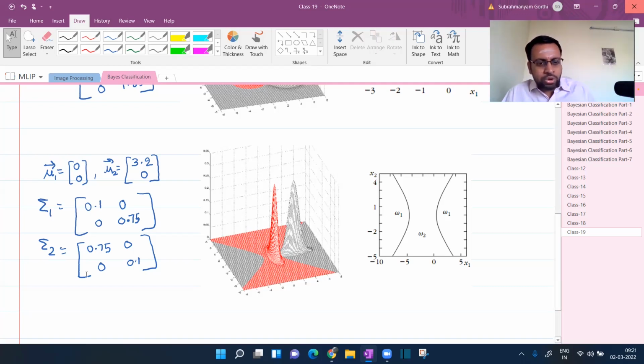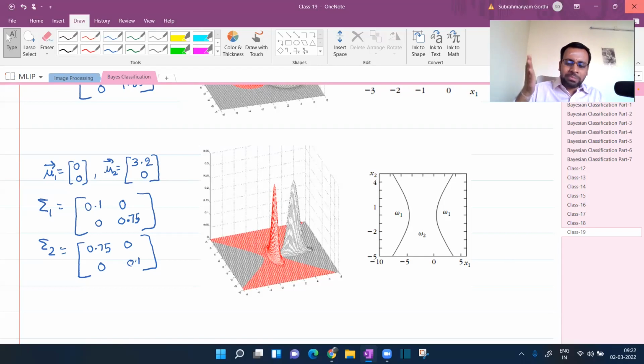Now see the covariance matrix for class 2. Here also the off-diagonal elements are 0 and the diagonal elements are interchanged. That means whatever was in x1 earlier will now become x2, and whatever was x2 earlier will become x1. That means your whole distribution shape would be as if rotated 90 degrees, so that you should be able to observe here, right?